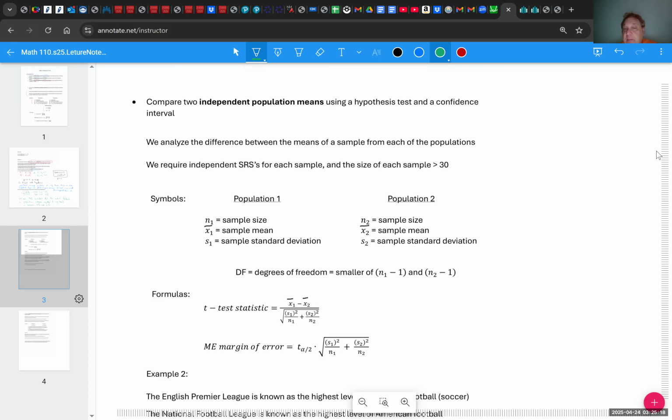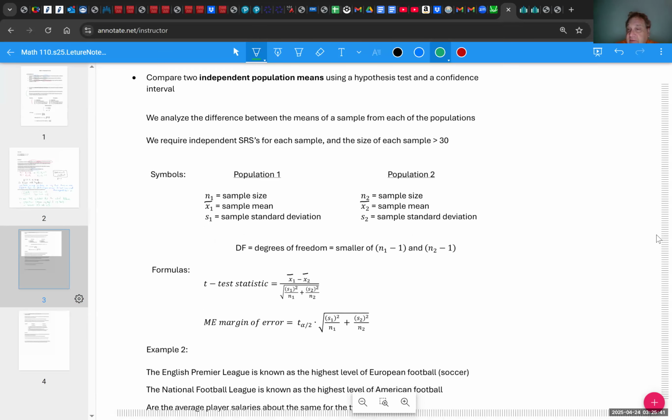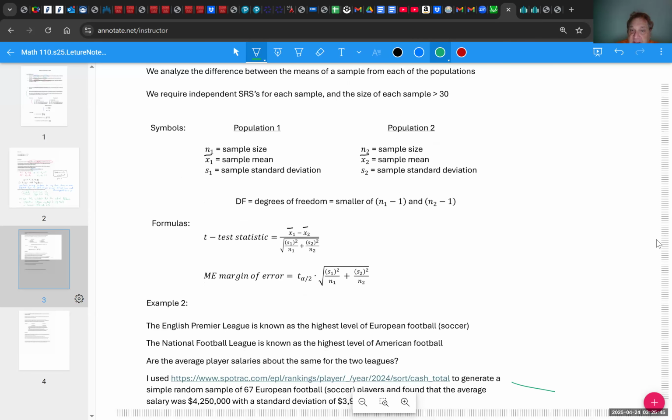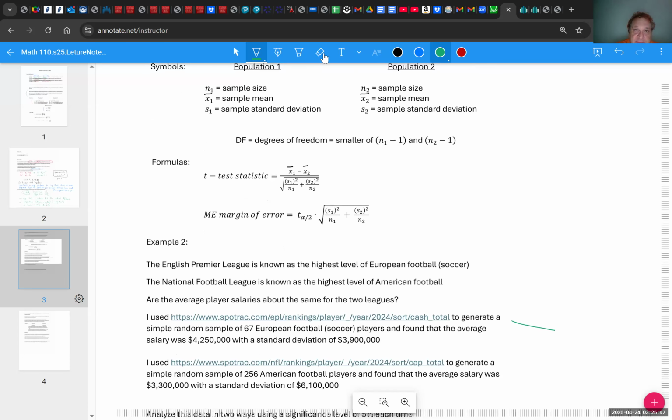There are some complicated formulas to get a better, more accurate measurement of degrees of freedom. But we're not going to do those formulas, they are very complicated. So if you're going to be asked for degrees of freedom, just take the smaller of the N1 minus 1 and N2 minus 1. And we have our t-statistic formula and our margin of error formula, which again, we're going to be using StatCrunch to do the calculations instead. Let's look at an example so I can show you how this works.